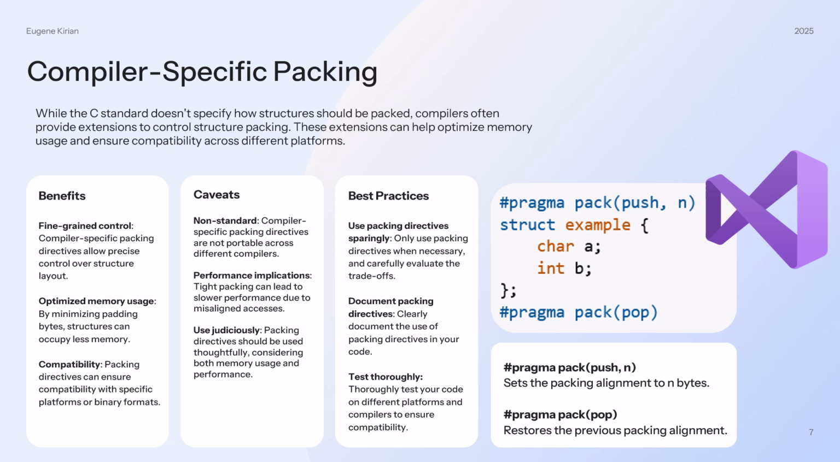While the C standard doesn't specify how structures should be packed, many compilers provide extensions to control structure packing. These compiler-specific packing directives can be useful for optimizing memory usage and ensuring compatibility across different platforms. For example, you can use directives like pragma pack push n to set the packing alignment to n bytes, and pragma pack pop to restore the previous packing alignment.